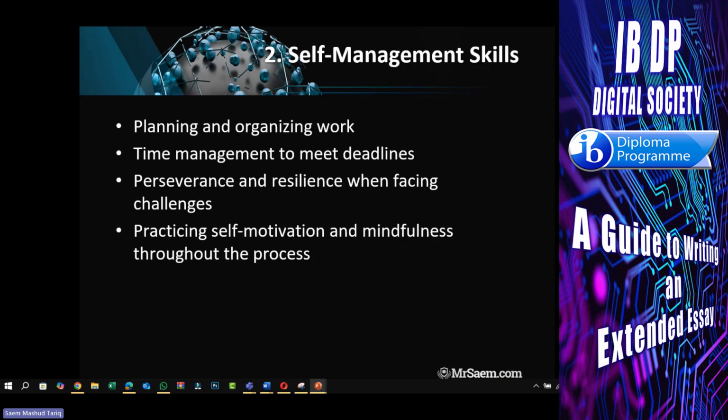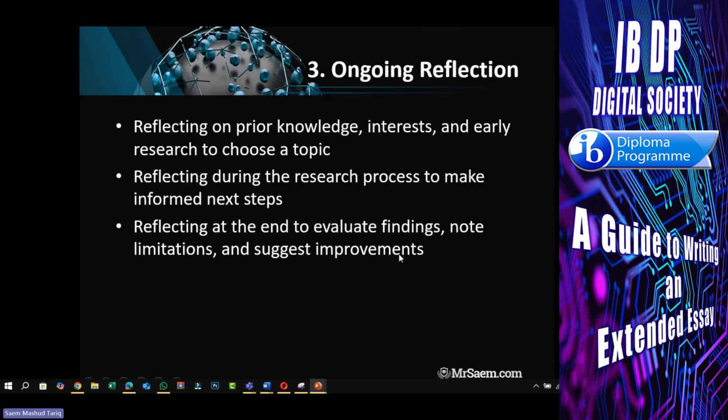Mindfulness throughout the process. You have to make sure that whenever you're running around, keep a diary, keep a book. If something new comes to your mind, bring it out, write it down. Use a phone, use anything where you can note down things. It's very important. Okay, so mindfulness is throughout the process.